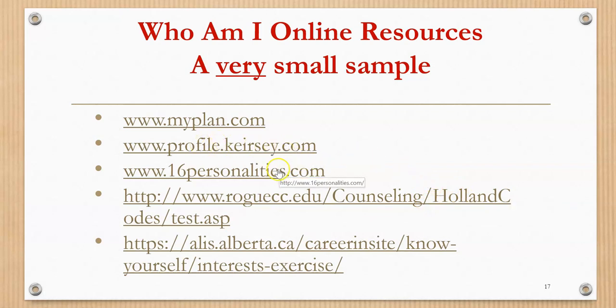The Keirsey tool is very good. 16 Personalities is very good. The Alberta website has some excellent resources there as well. So all of these are just examples of Who Am I tools. As part of your homework this week, and I've posted all of these links on the week 2 syllabus, I'm going to ask you to go through each one of these links and try as many of them as you can as time permits. You do need to get to know these websites. And I'll talk in a little bit about the importance of starting to compile a list of the websites.